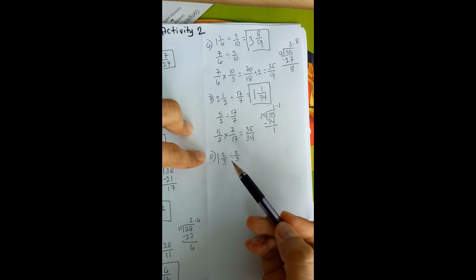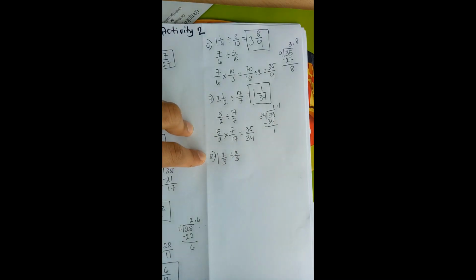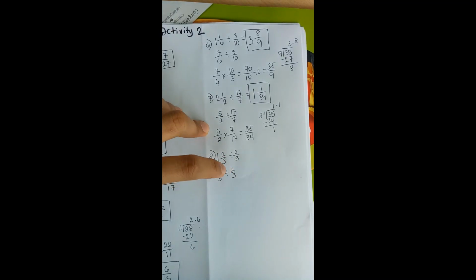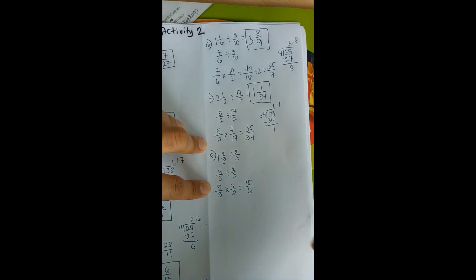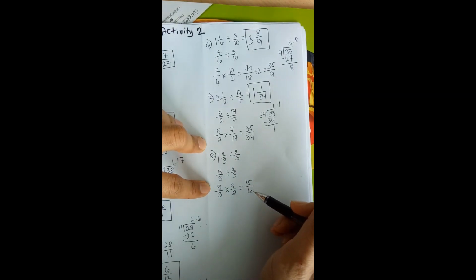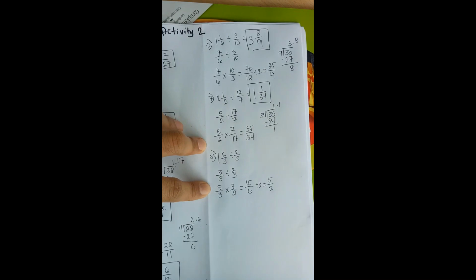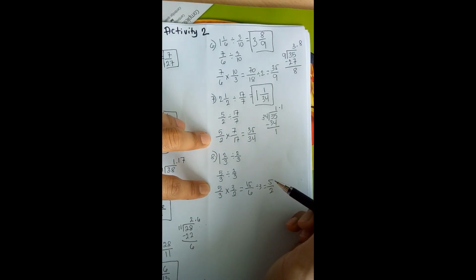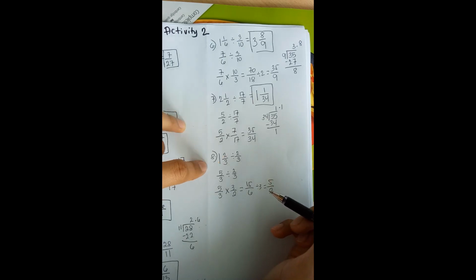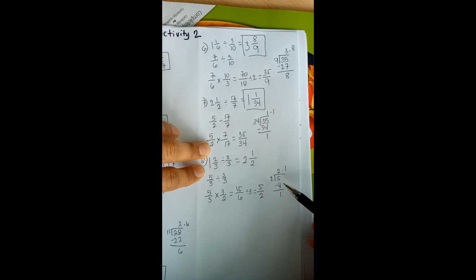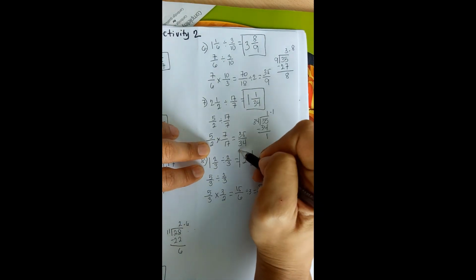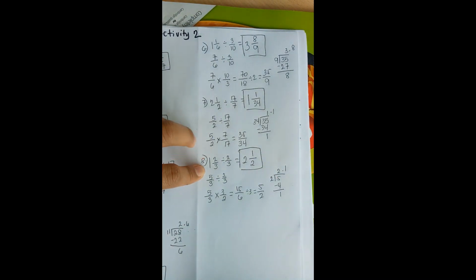Problem 8. 1 and 2/3 divided by 2/3. Convert your mixed to improper. Then flip and change the sign. Then multiply. You can simplify this answer, 15 over 6, by 3. Then you get the simplified answer of 5 over 2. This is an improper fraction, so we can still convert it to a mixed fraction. I converted it, therefore the final answer is 2 and 1/2.